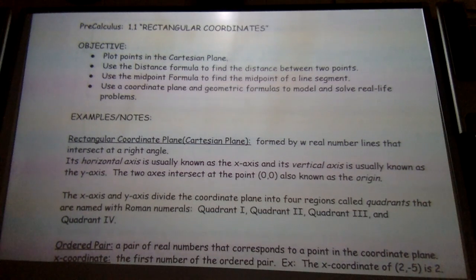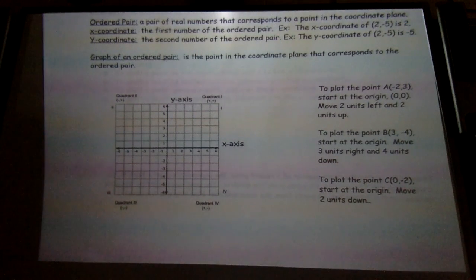So, examples are notes. We have what's called the rectangular coordinate plane, another name for which is the coordinate plane, the Cartesian plane, or the XY coordinate grid. They're formed with real number lines that intersect at a right angle. The horizontal axis is your x-axis. The vertical axis is your y-axis. The axes divide the plane into quadrants: quadrants 1, 2, 3, 4. Ordered pairs are x, comma, y. And the graph of an ordered pair is the point in the coordinate plane that corresponds to the ordered pair.